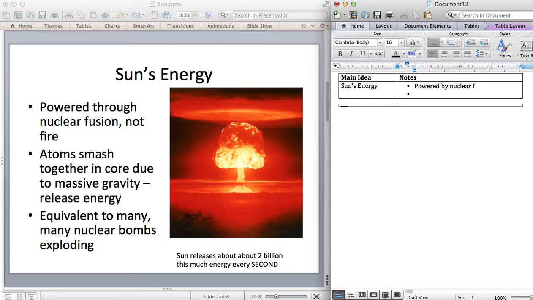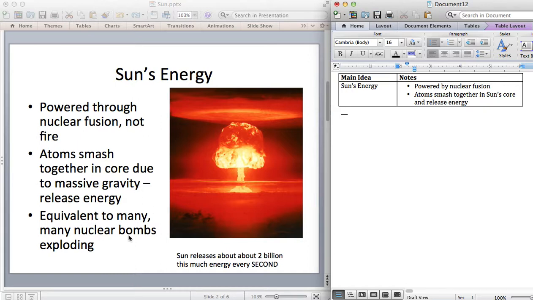So nuclear fusion. What's happening is atoms, individual atoms, are smashing together in the sun's core and releasing energy. All right? And the massive gravity of the sun is what causes this to happen. So even in the center of the Earth, there's still not enough pressure and gravity to cause this process to happen. Otherwise, we would become a star, and, well, that would be bad.